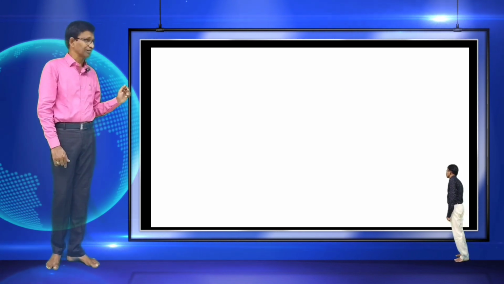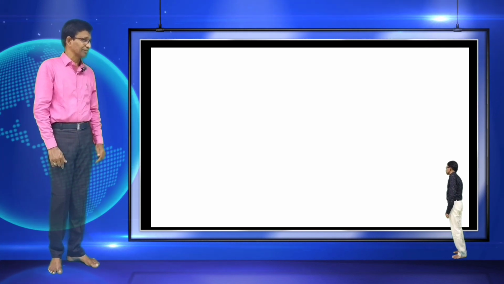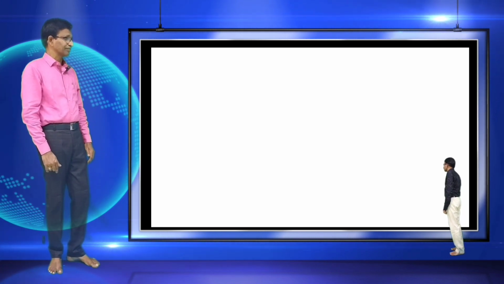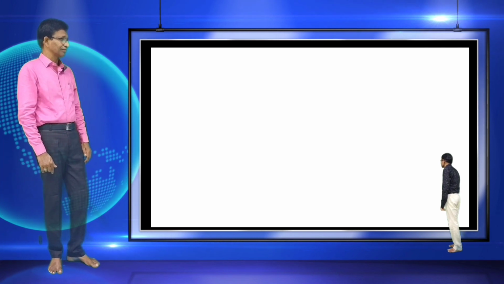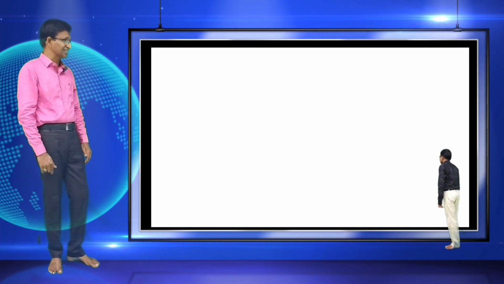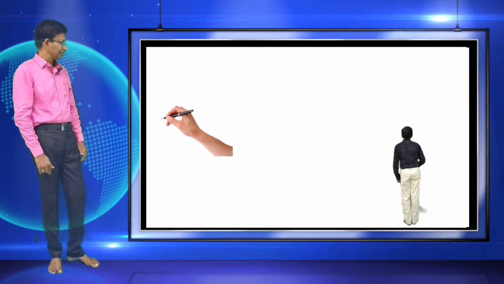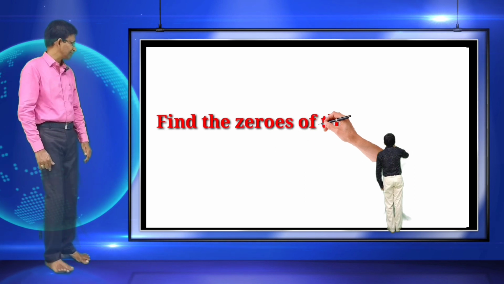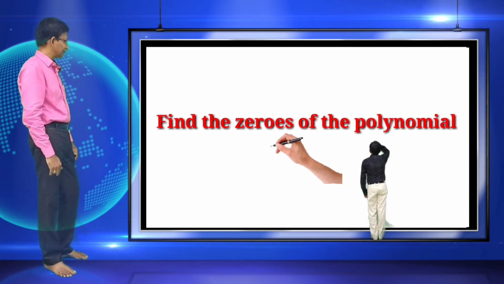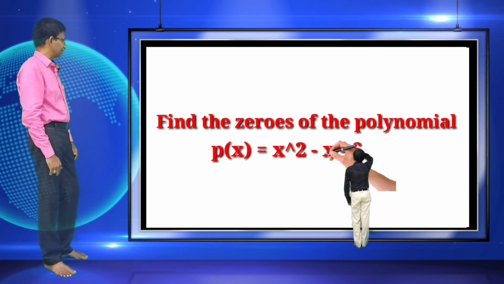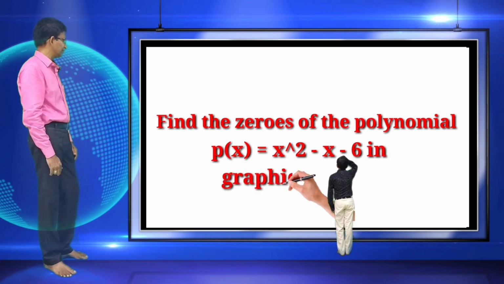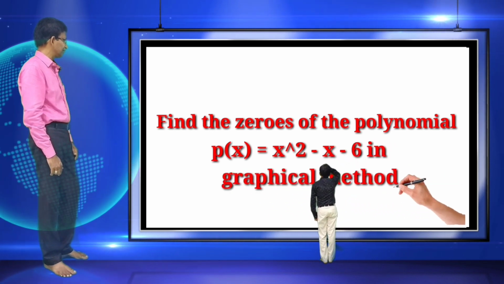Sir, I am coming for giving you a problem related to this topic. Can I enter into the frame of display of activities? Yes, you can. I will put it on the board. Find the zeros of the polynomial p of x equals x square minus x minus 6 in graphical method.